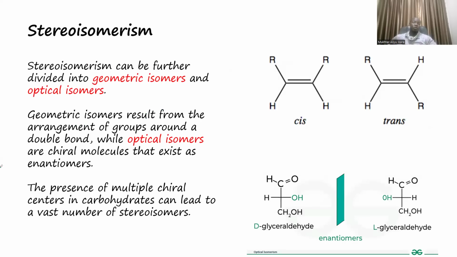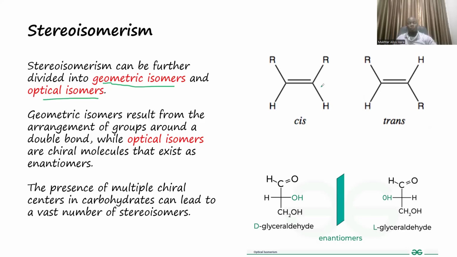So what about stereoisomers? In stereoisomerism, we said that it is a type of isomerism where the compounds have the same connectivity but different spatial arrangements. We have two types of stereoisomerism: geometric isomerism and optical isomerism. So what is geometric isomerism? Geometric isomers result from the arrangement of groups around a double bond.